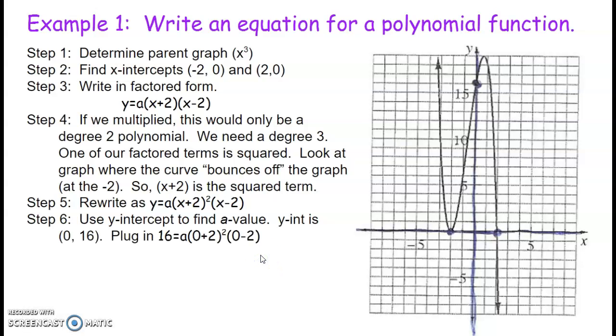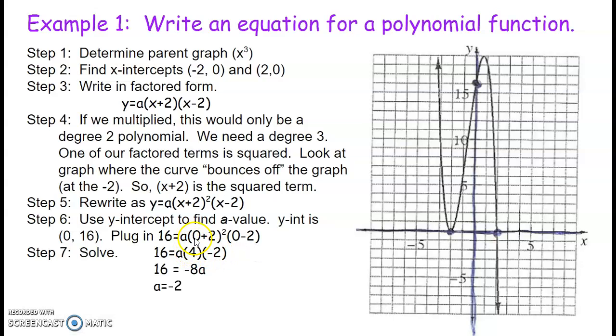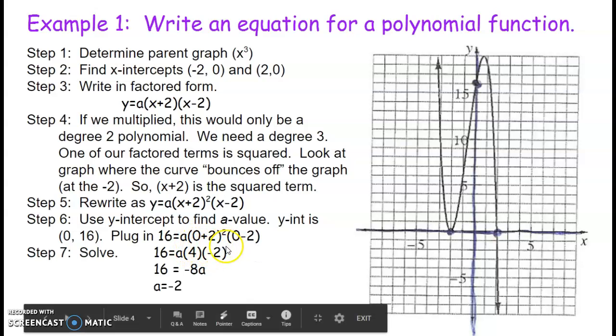I plug the 16 into my equation. 16 is the y value. So 16 equals a times 0 plus 2 squared times 0 minus 2. Do some simplification, and we can see that 4 is over here. 0 minus 2 is negative 2, so that turns out to be negative 8. And then if I do my division, a is negative 2.